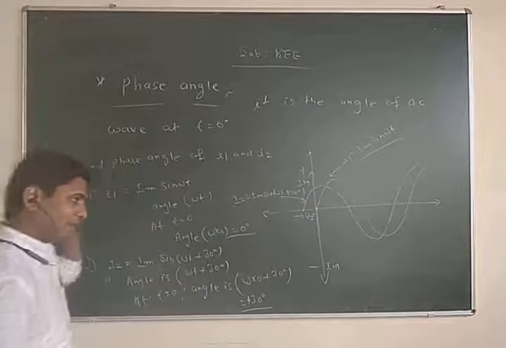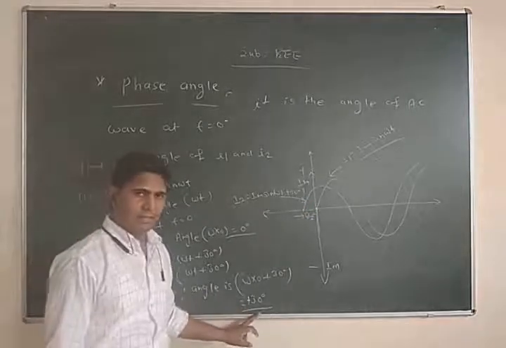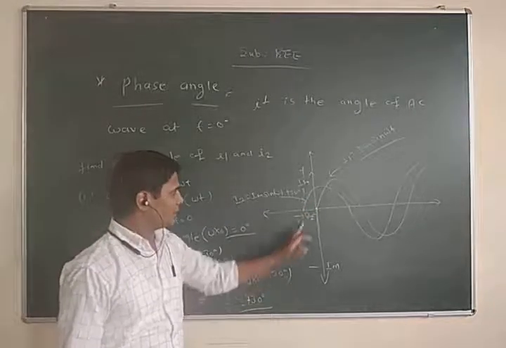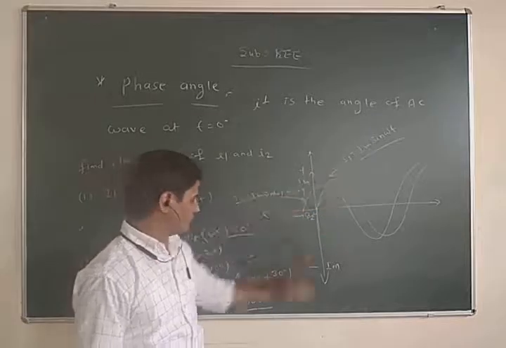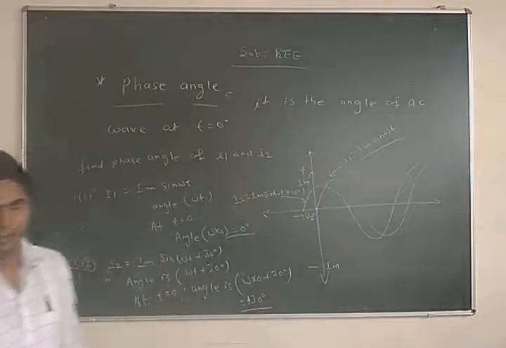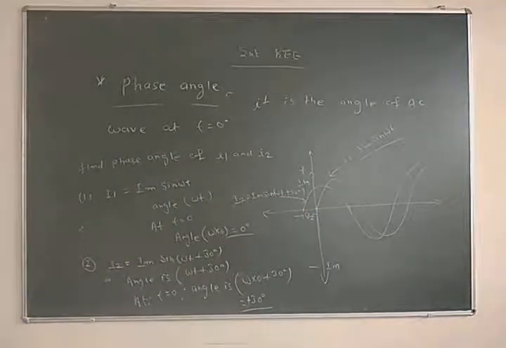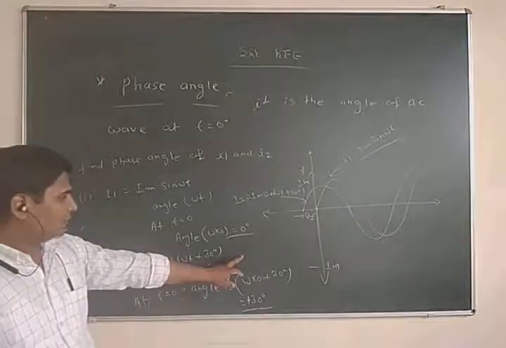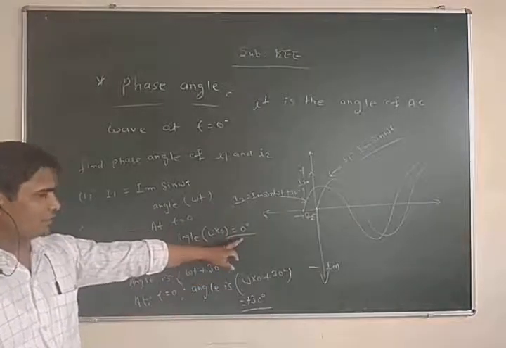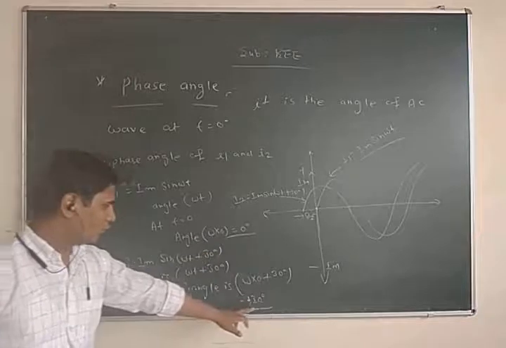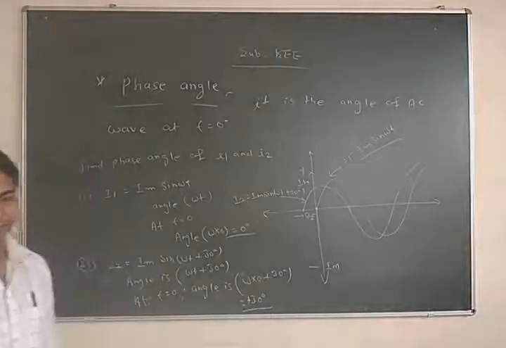Plus 30 means leading, which means I2 leads I1 by an angle of 30 degree. So the phase angle for I1 is equal to 0 degree and for I2 is equal to plus 30 degree.